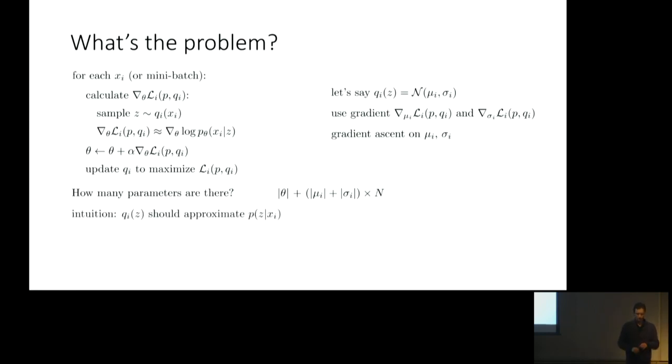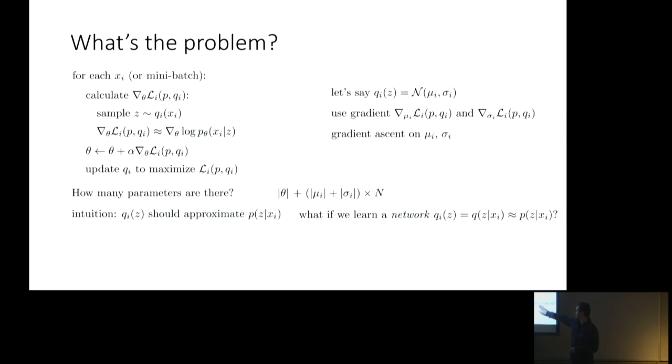So what we're going to do, and we're going to derive this after the break, is modify this q_i of z so that it still approximates p of z given x_i, but the number of parameters doesn't scale with the number of data points. How are we going to do that? Well, we're going to do what we always do in deep learning, which is train a neural net. So instead of explicitly representing mu_i and sigma_i, we'll train a neural network such that q_i of z is equal to q of z given x_i, which is given by some neural net.